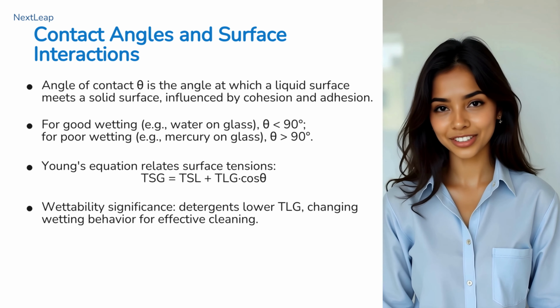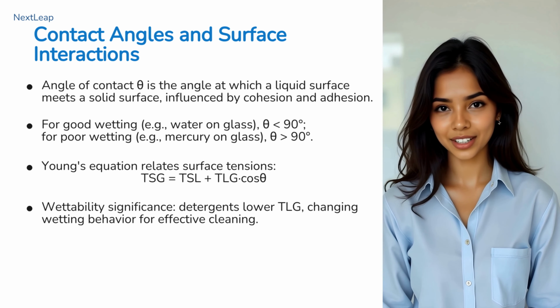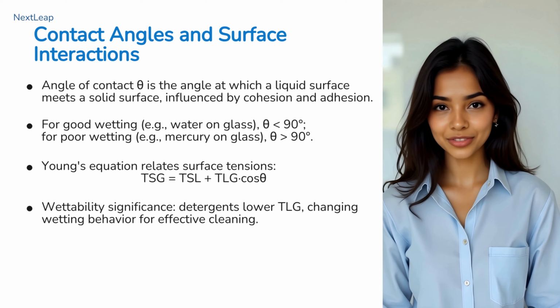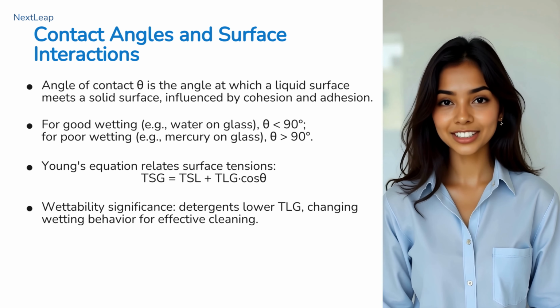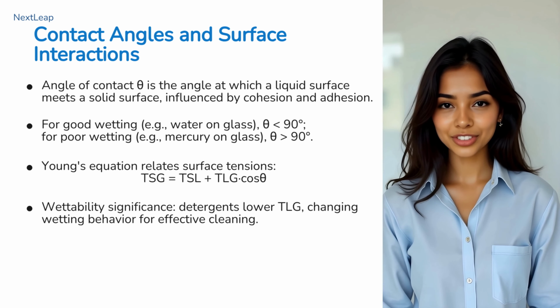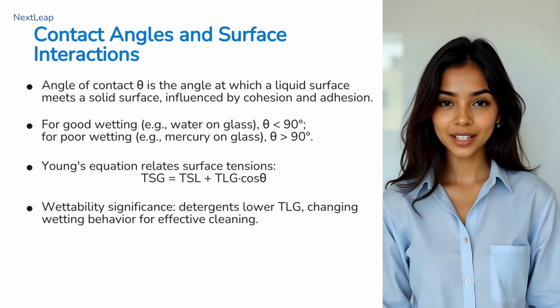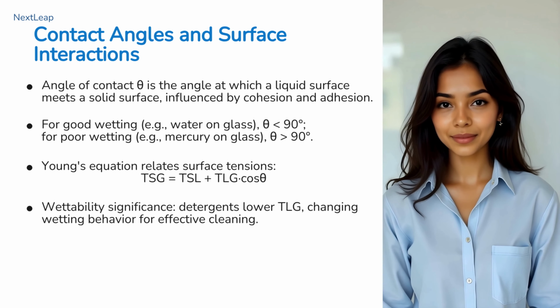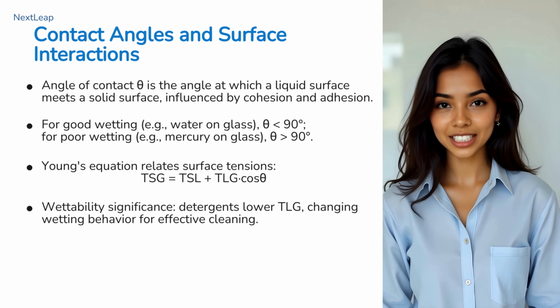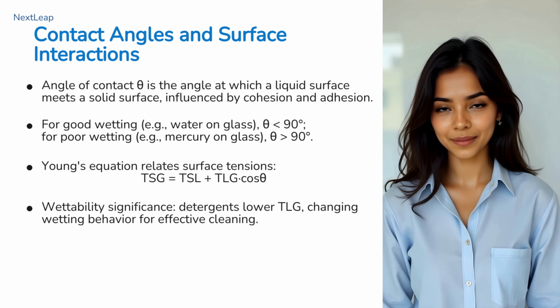The balance of these surface tensions is captured in Young's equation, which says that the surface tension between solid and gas equals the surface tension between solid and liquid plus the surface tension between liquid and gas times cosine of theta. Formally, T sub SG equals T sub SL plus T sub LG times cosine theta.